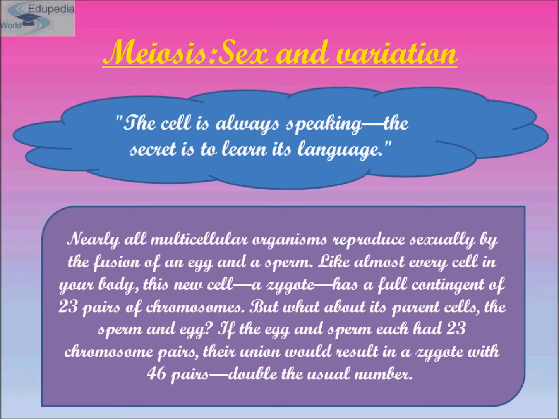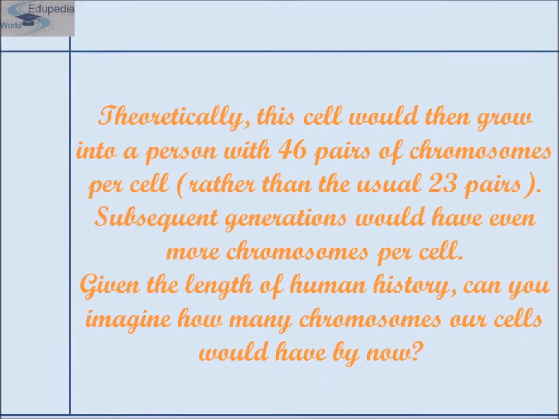Nearly all multicellular organisms reproduce sexually by the fusion of egg and sperm. Like almost every cell in your body, this new cell, a zygote, has a full complement of 23 pairs of chromosomes. But what about its parent cells, the sperm and the egg? If the egg and the sperm each had 23 chromosome pairs, their union would result in a zygote with 46 pairs, double the usual number. Theoretically, this cell would then grow into a person with 46 pairs of chromosomes per cell. Subsequent generations would have even more chromosomes per cell.